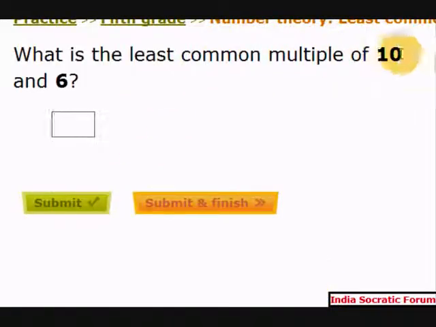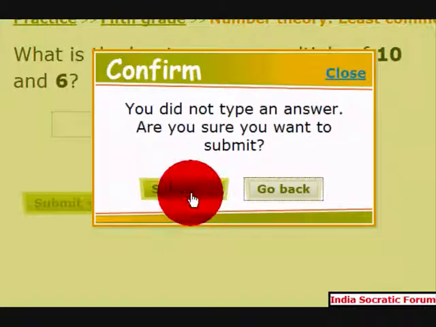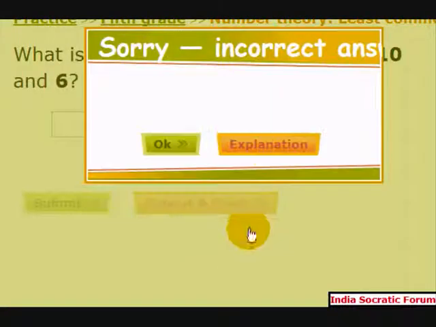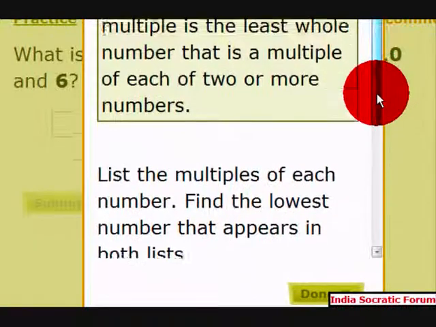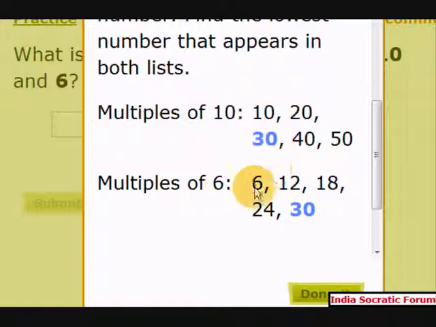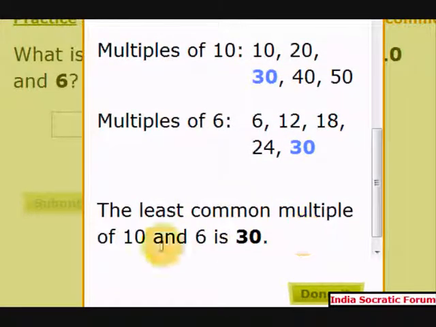Least common multiple of 10 and 6. Good. The answer is 30. You know why? Here is the answer. Write the multiples of 10 and 6. Which one is least? 30 is least. Good job. LCM of 10 and 6 is 30.